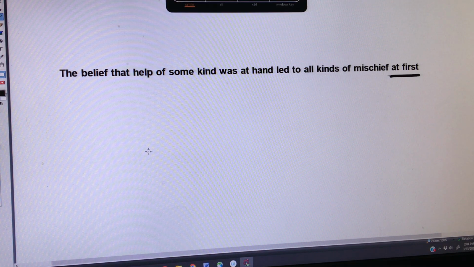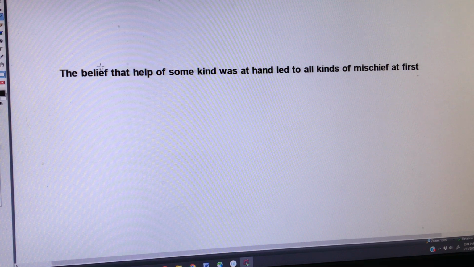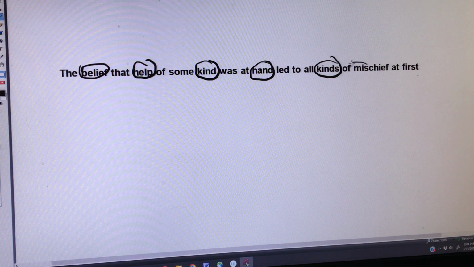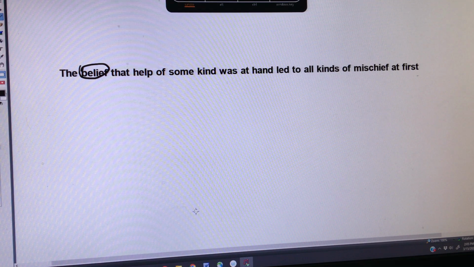As far as noun phrases go, first we could look at our nouns. Where are the nouns? So belief, kind, help, hand, kinds, mischief. First, we would have to consider a noun also, because it's the object of a preposition. So the question is, if any of these nouns have anything hanging off of them, then they are the heads of noun phrases.